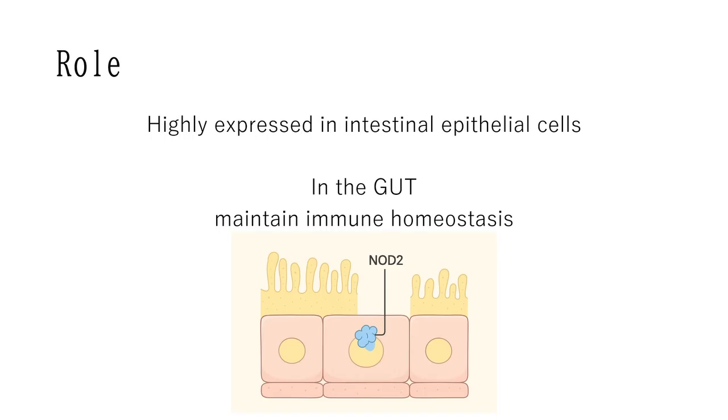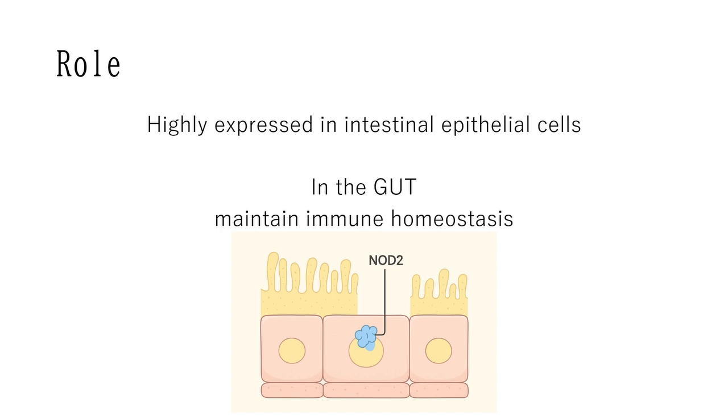What is the biological role? Nod2 is highly expressed in intestinal epithelial cells and macrophages. In the gut, Nod2 helps maintain immune homeostasis by regulating responses to commensal bacteria and strengthening barrier integrity.